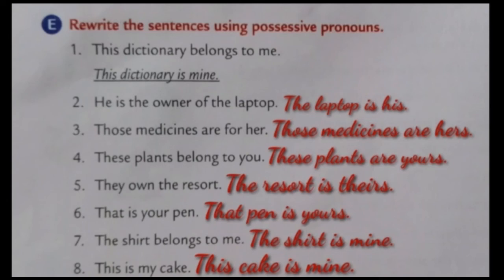Sixth one, that is your pen. The answer is that pen is yours. Here, possessive pronoun is yours. Seventh one, the shirt belongs to me. The answer is the shirt is mine. Possessive pronoun is mine. Eighth one, this is my cake. The answer is this cake is mine. Here, possessive pronoun is mine.